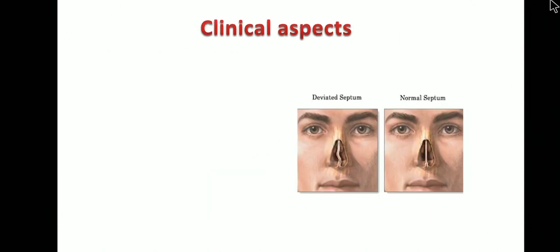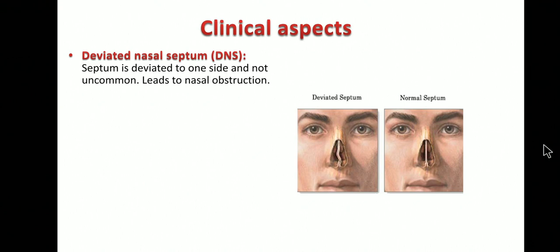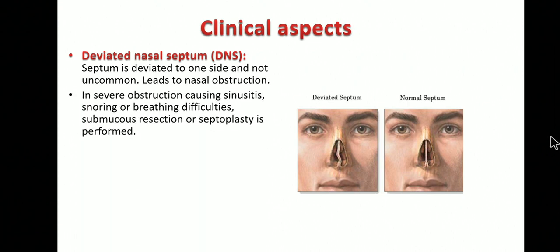Coming to the clinical aspects, mainly the deviated nasal septum. I told you that most of us have a nasal septum which is deviated; it is not exactly in a straight line in the median plane. But for some people the deviation might be more severe and lead to nasal obstruction and congestion, causing snoring, frequent sinusitis or breathing difficulties. Then they go for SMR, submucous resection, or septoplasty, a surgical procedure. That is called septoplasty.